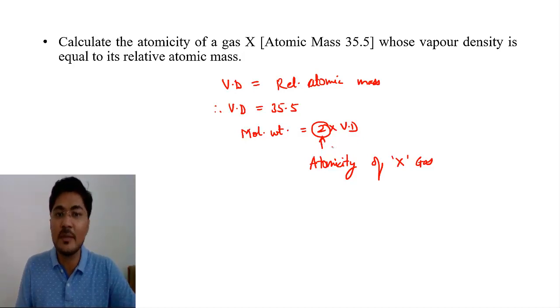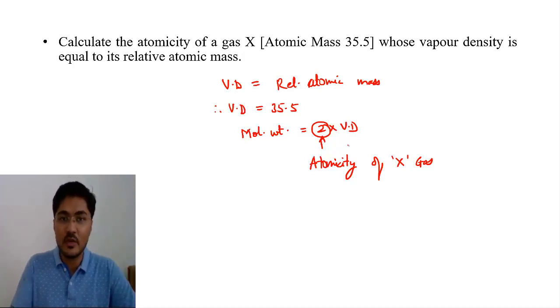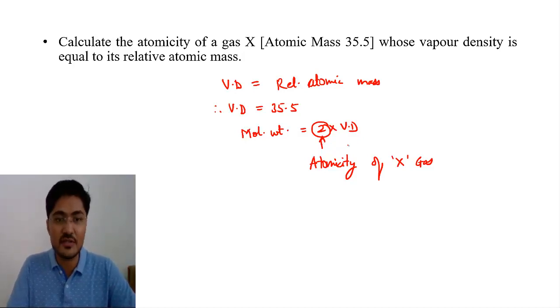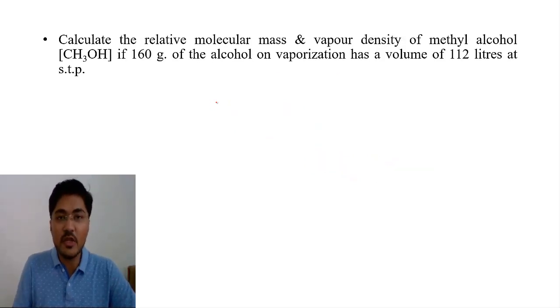I hope guys that you have understood. In case you have any doubt, please comment in the comment section below. Now let's see the last question of today's session. Calculate the relative molecular mass and vapor density of methyl alcohol CH3OH if 160 grams of alcohol on vaporization has a volume of 112 liters at s.t.p.